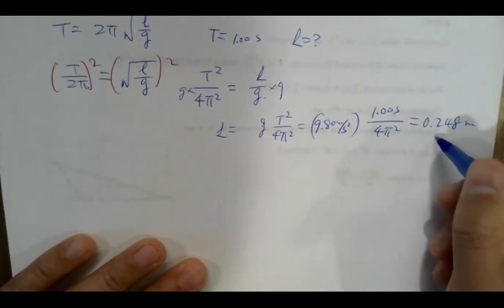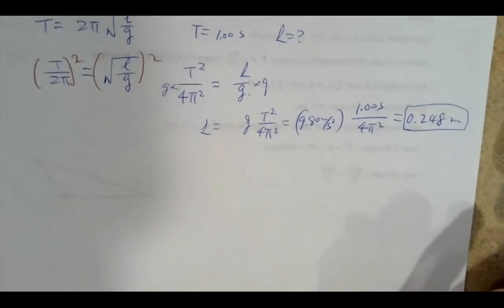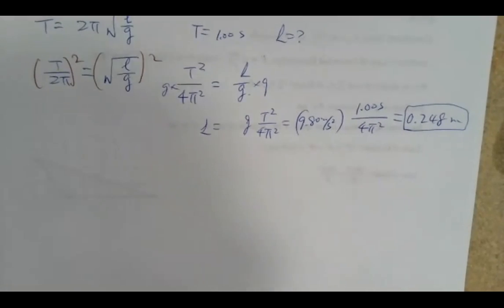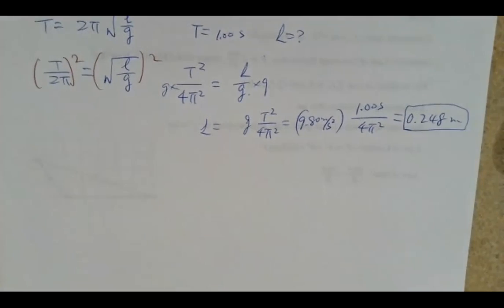about 0.248 meters. If you remember in the lab, when we did the first trial, we took a length of about 0.25 meters, which is close to this one. And then the period was pretty much 1 second. You probably got like 0.99, whatever. So it's this guy here.